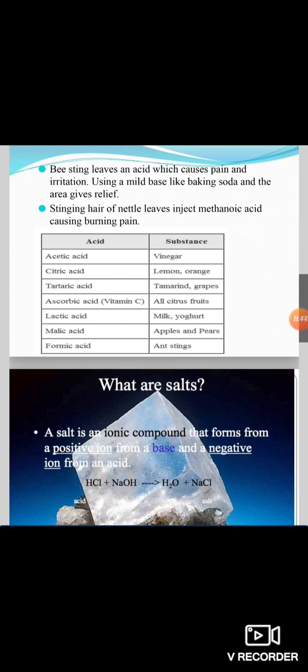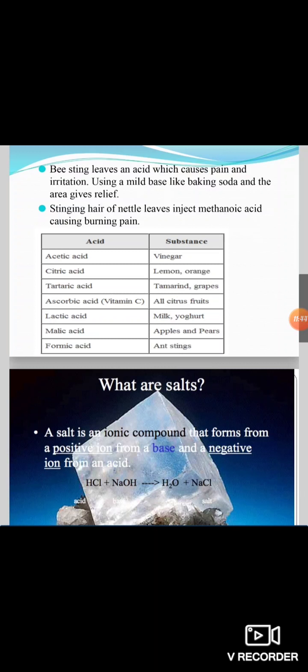And ant sting. Which acid is present in an ant sting? Formic acid, or methanoic acid, is present in the ant sting. So nettle sting and ant sting secrete methanoic acid. Note down the point here: nettle sting and ant sting secrete methanoic acid.